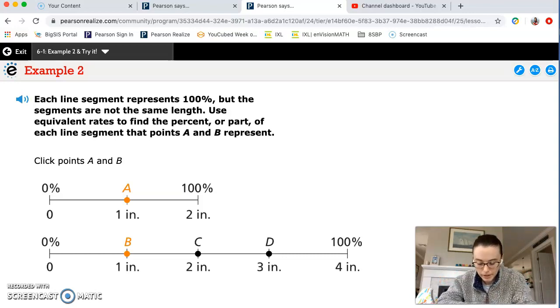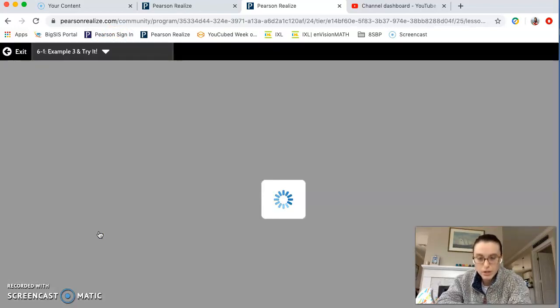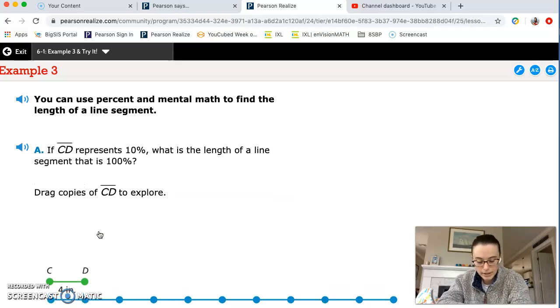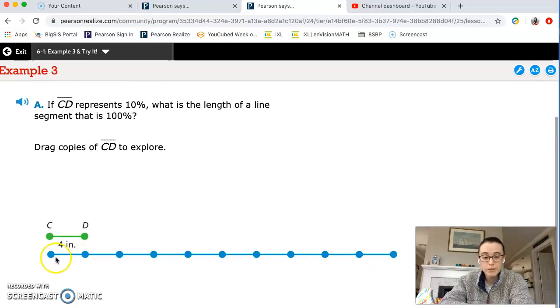Okay, so let's take a look quickly at example 3 before we move on to our classwork. In example 3, we're talking about the use of percent and mental math to find the length of a line segment. Here, we're given line segment CD represents 10% of the secondary line segment here in blue. So this CD represents 1/10 of this blue line segment here.